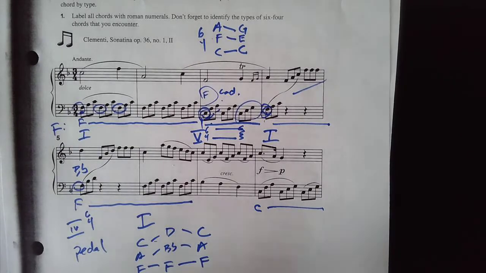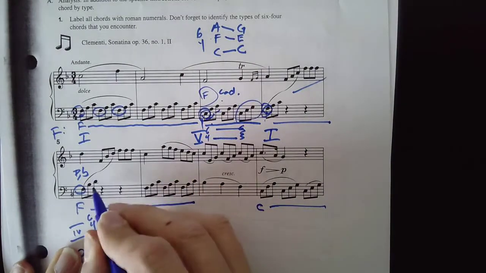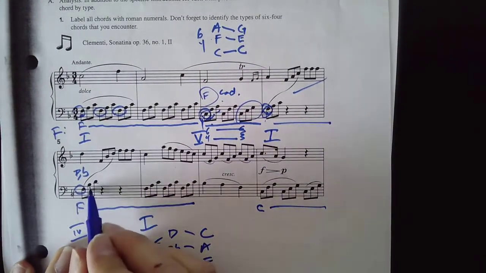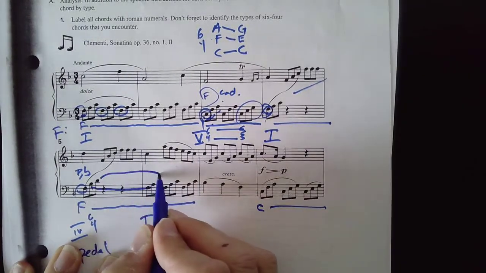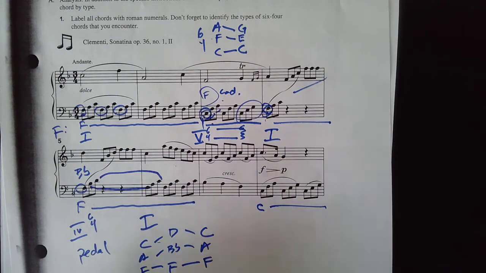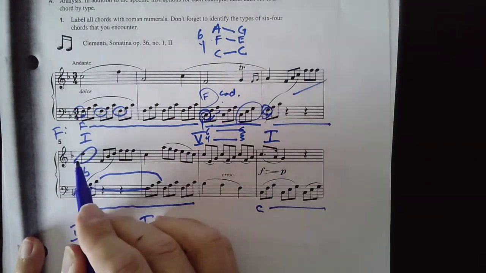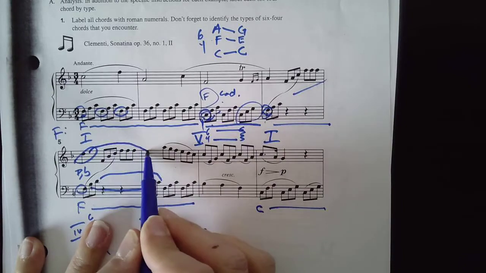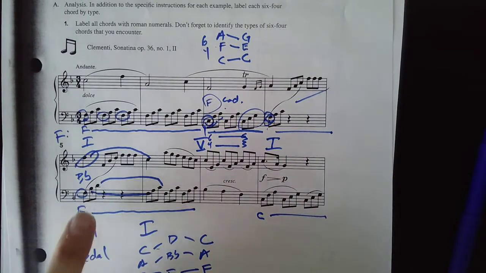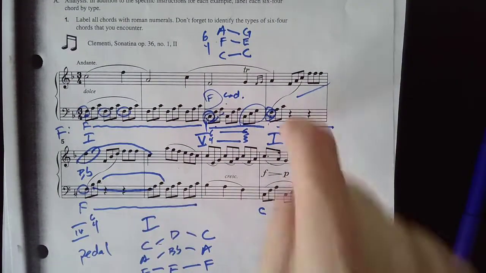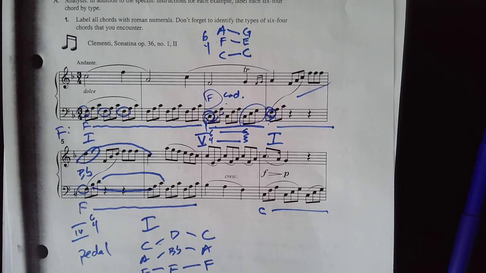And even though this is all arpeggiated, you can see that this B flat right here resolves back to A right here. This D resolves to C. This D right here on the downbeat resolves to C on the downbeat. Okay? So starting here, we have, and then with the piano part, 1, pedal 6/4, back to 1.